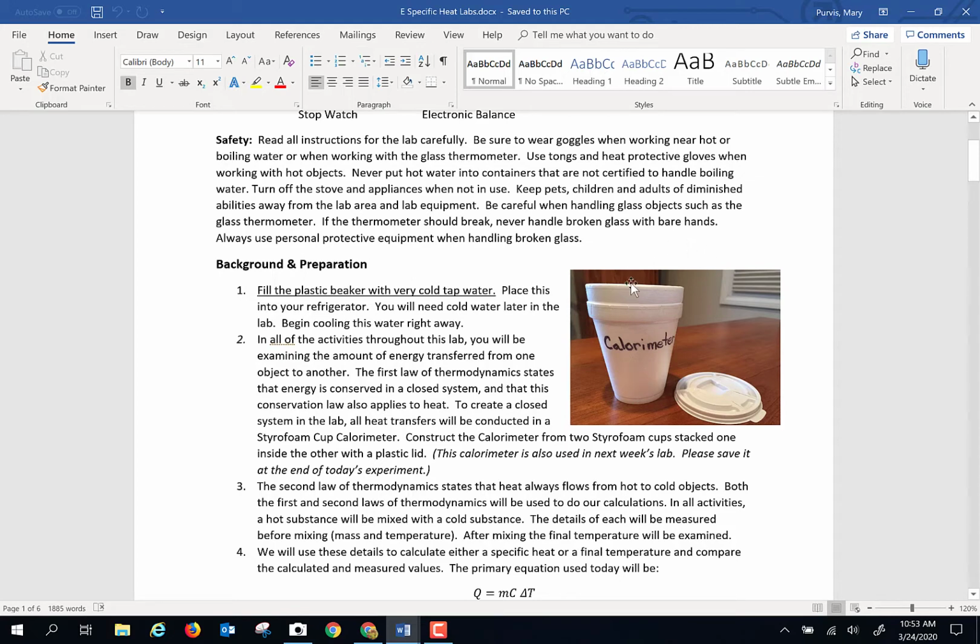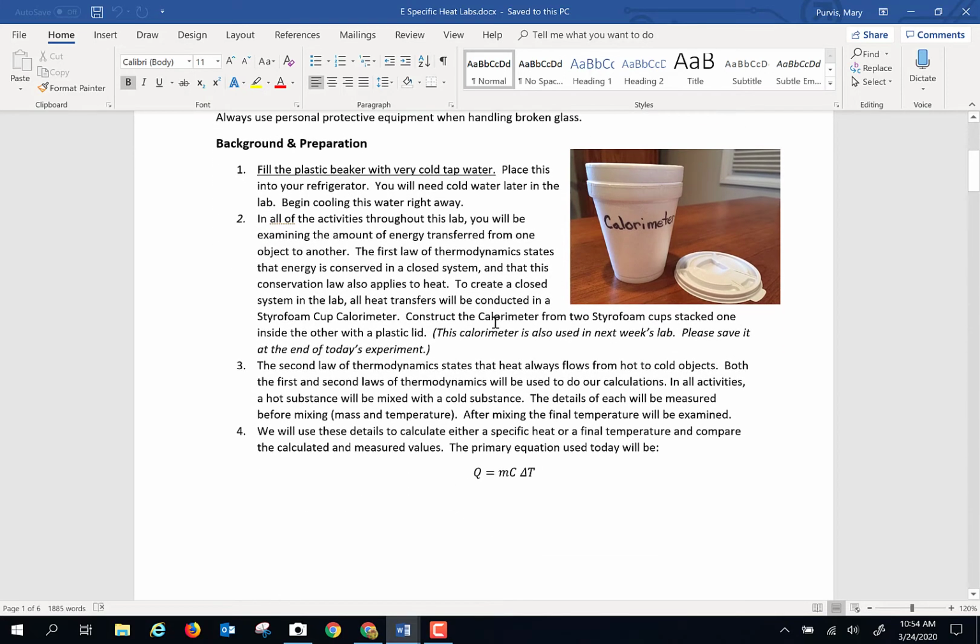So you're going to pour everything inside of this cup, and then the extra one is there as just extra insulation. The lid helps prevent heat loss once you have the mixtures created. For the very first lab, you're going to need some cold water. So throw a beaker full of water into the refrigerator right away, and then you're going to get everything else started.